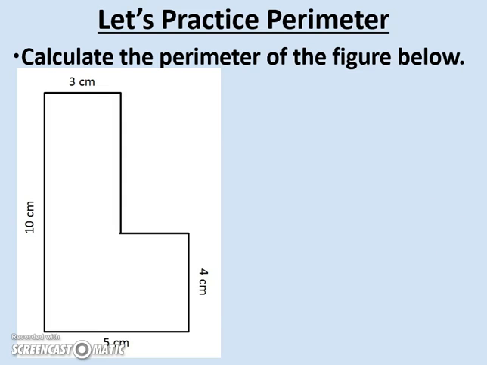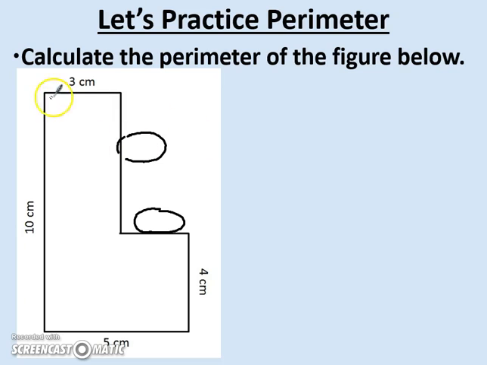So let's begin practicing perimeter. Let's calculate the perimeter of the shape below. Now notice we're given 4 numbers, but those 4 numbers do not represent the entire way around the figure. We also need to figure out how long this side is here. So we need to put a number here, and we need to figure out how long this side is here.